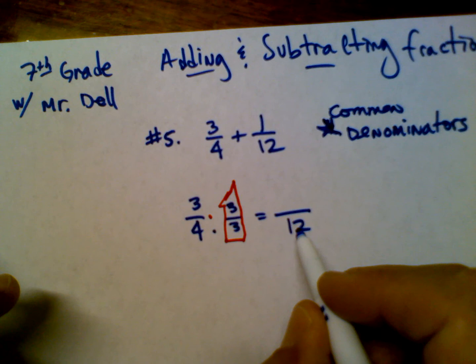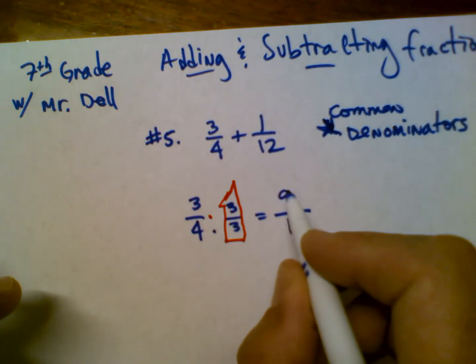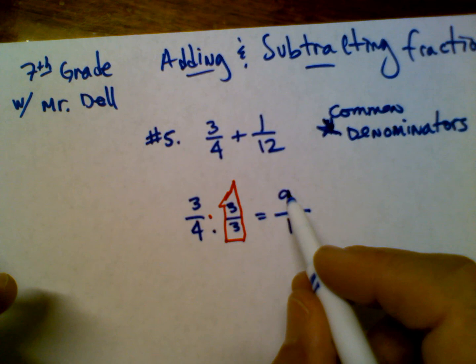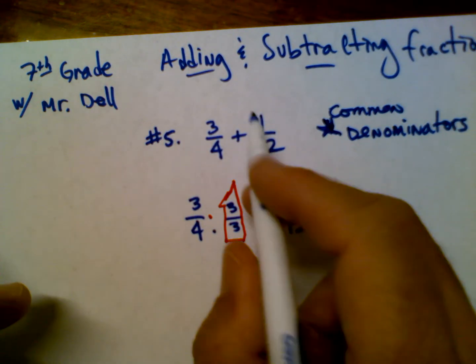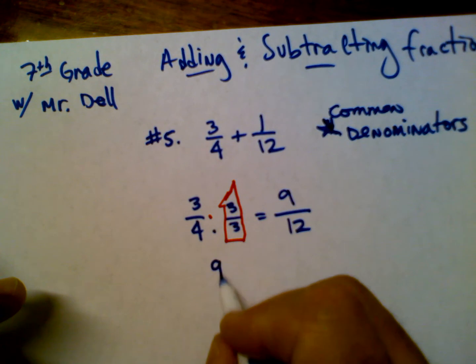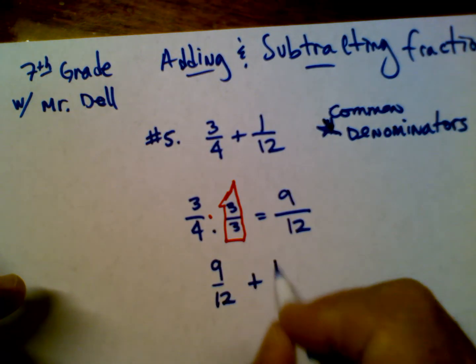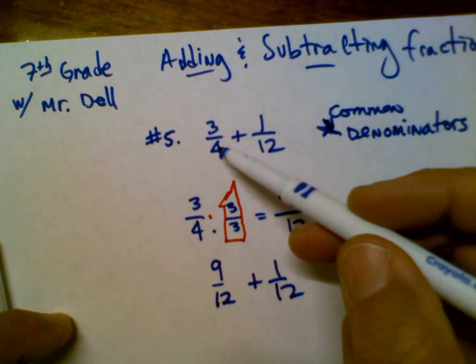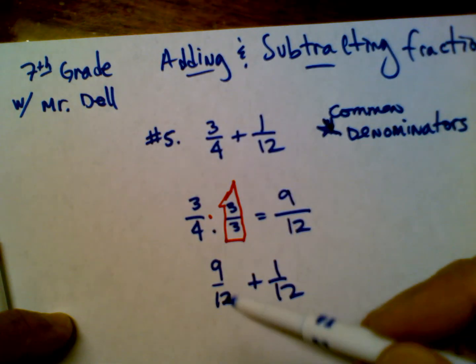So 4 times 3 is 12. So 3 times 3 is 9. So I take 3/4 and I convert it to 9/12. Now I have that common denominator. So this now becomes 9/12 plus 1/12. All I did was change the 3/4 to 9/12, an equivalent fraction with the common denominator.